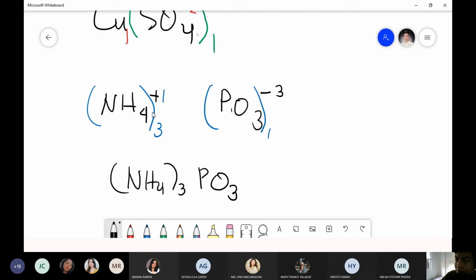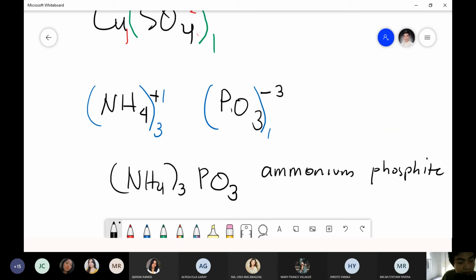So the formula will become NH4, close parenthesis 3, PO3. What is the name of this compound? So the name of this ion here is ammonium. The name of this ion here is phosphite. So again, this is one oxygen less than the common. So again, you really have to remember everything, all the rules I stated earlier.